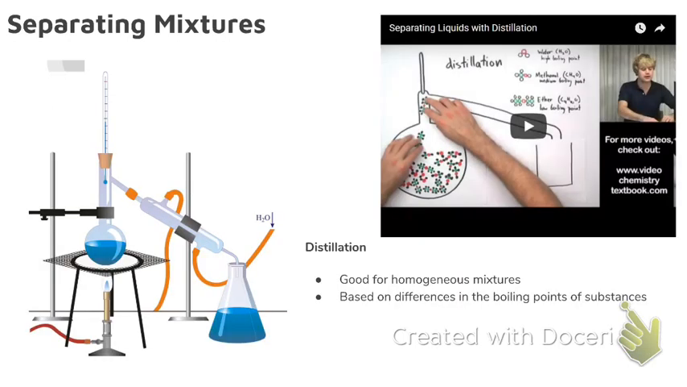The next one is called distillation. It's used mainly when you have homogeneous mixtures. Oftentimes, even with, say, two liquids, you can use distillation. And this is based off of the boiling points. So let me go ahead and show you what I'm talking about.